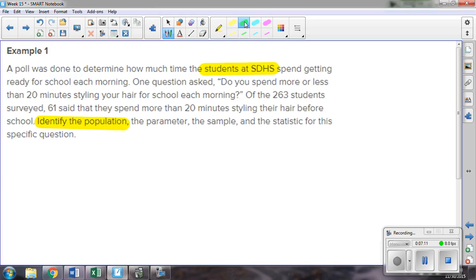So, what is the parameter? Parameter is the thing that we're interested in. It's the number, the data that would be about the entire population. It's very related to the variable of interest. When we measure the variable of interest, we will get a parameter about the population, if we did a census.